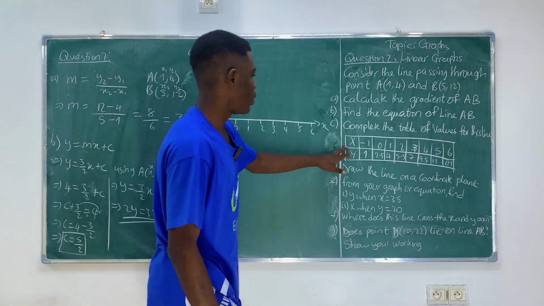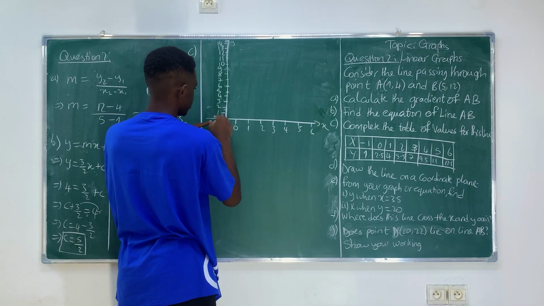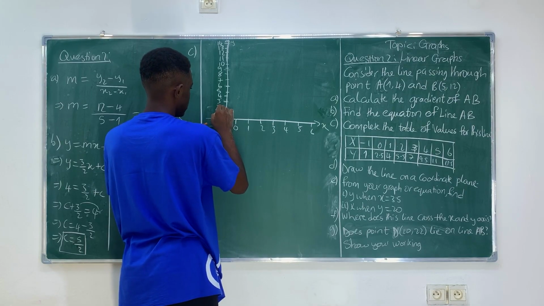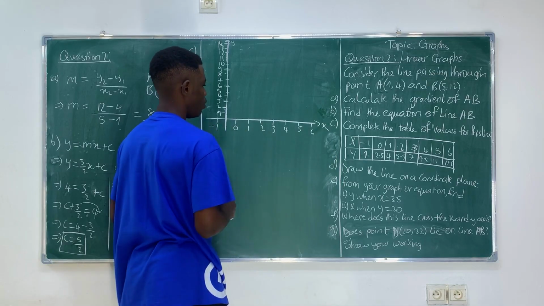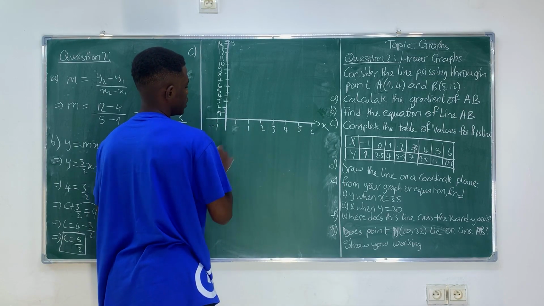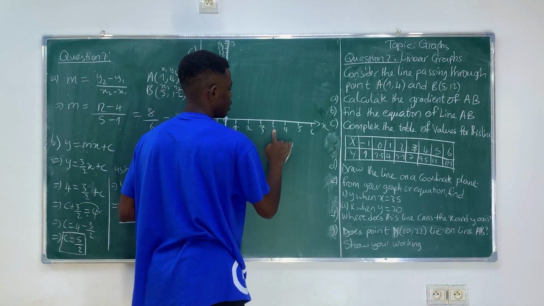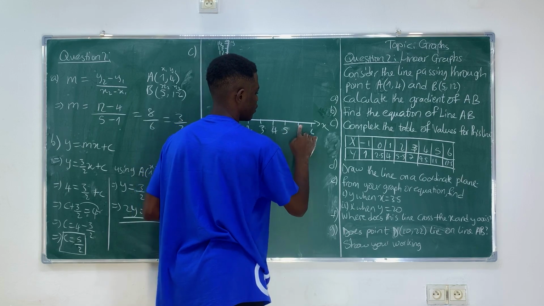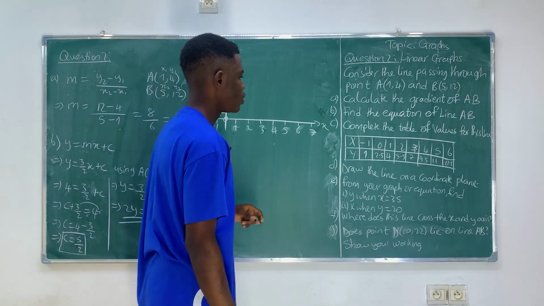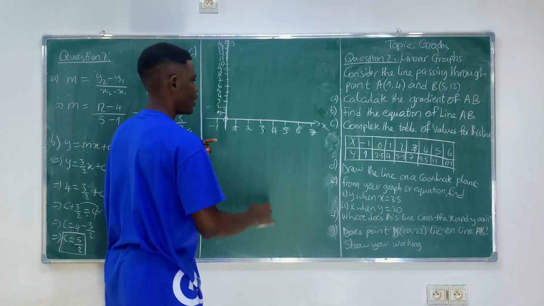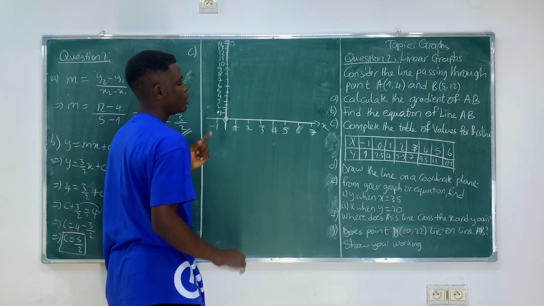Okay, let's plot this. When x is minus 1, y is 1. When x is minus 1, y is 1 right here. As a point, when x is 0, y is 2.5. When x is 0, y is 2.5, which will be at this point here in the middle of 2 and 3.